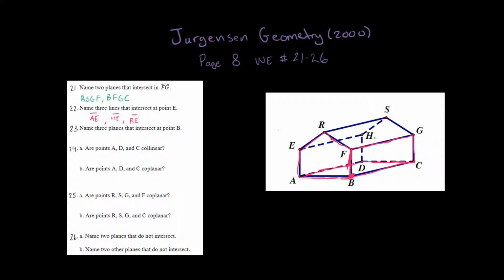So now let's just name the three planes. This face right over here, we can call plane BAER if we wanted to. We can name the base BADC, and we can name this front face right over here FBCG.